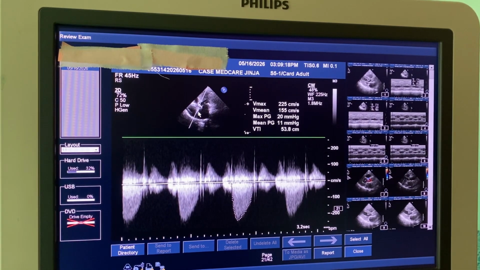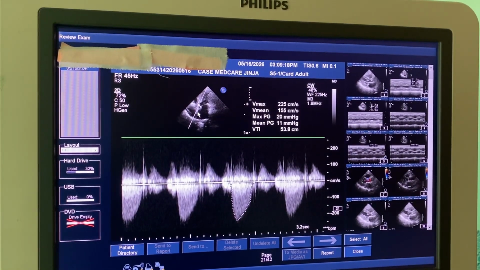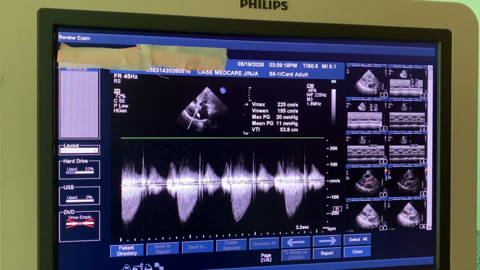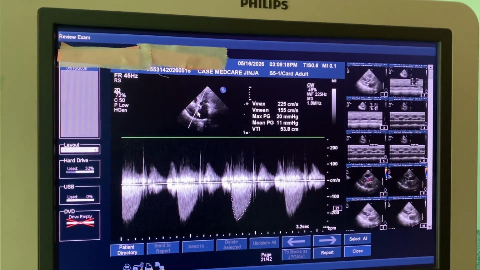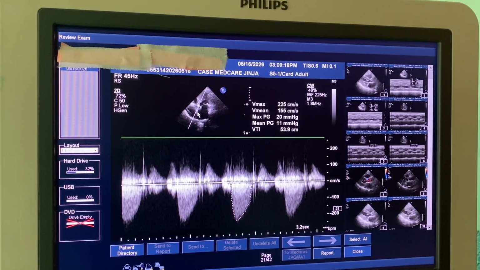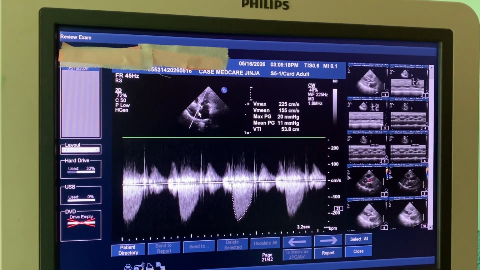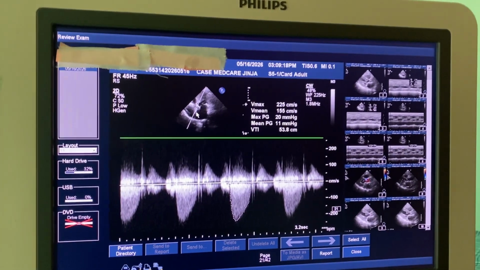Do you still remember we got the VTI? It was a trace. Most of the things are tracing. But for VTI, again, there's a calculation. LVOT VTI was 22.3, divided by 53.8. It is a dimensionless index, no centimeters, no units. So it is around 0.41.